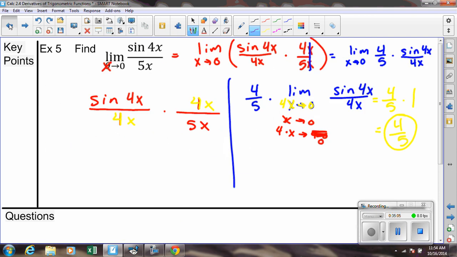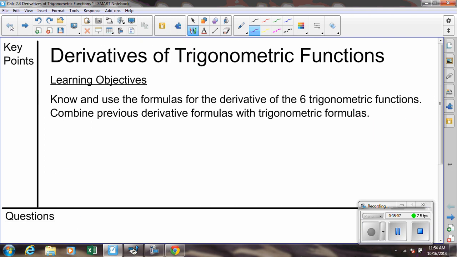Taking all these pieces, coming back. Remember the learning objectives. Know and use formulas for the derivative. Combine your derivative formulas with some trig functions, some trig derivatives. Combine the product rule, quotient rule, limit rule formulas with some of these trig formulas. That way we can calculate derivatives, we can calculate limits, all based on using sine, cosine, tangent, and our other trig functions.